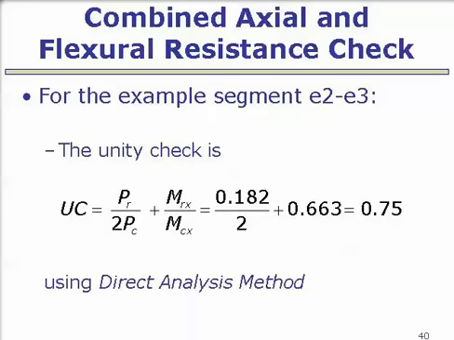So if we're focusing on segment E2, E3 as an example here, we put these together to get our unity check, and we got 0.75. The value is less than 1, so this segment is okay.